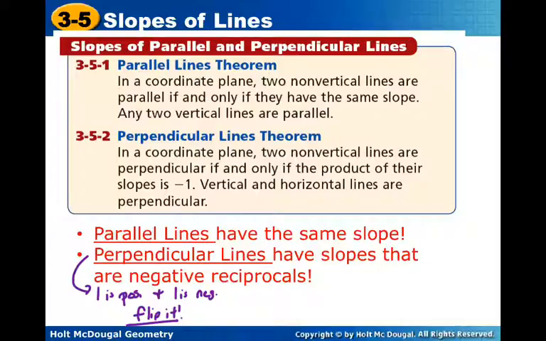So in other words, if one slope that you're looking at is 2/3, and the other slope that you're looking at is negative 3/2, then those two lines would be perpendicular. Okay? Because one is positive, one's negative, and you do flip it to get the other one.